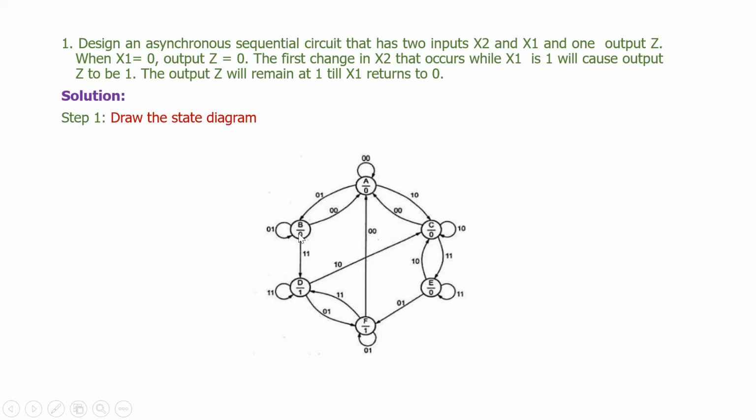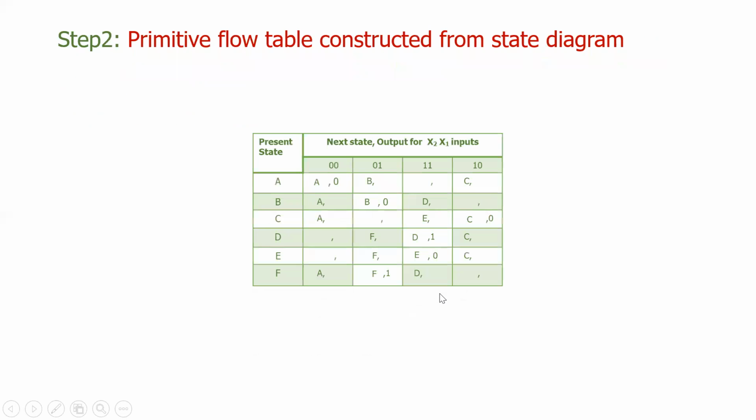Now consider the D state. When you are giving 0, 0, that combination is not possible. Next 0, 1: here when you are giving 0, 1, it goes to F state. So this is unstable state, so we have to write F. Then 1, 1, it remains in D state. So this is the stable state, so we have to write the output for this state. Next, when you are giving 1, 0, it goes to C state. C is unstable state, so no need to write the output. Like this we have to complete E and F. So this is nothing but the primitive flow table.